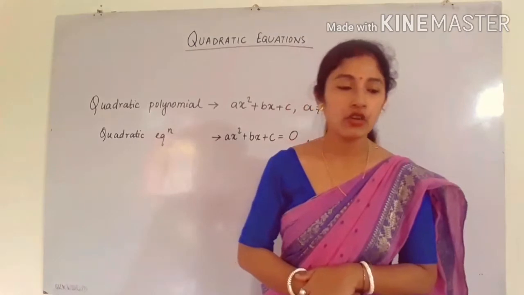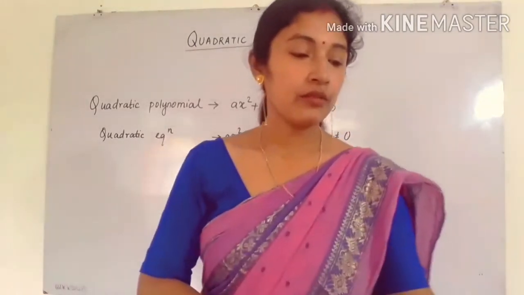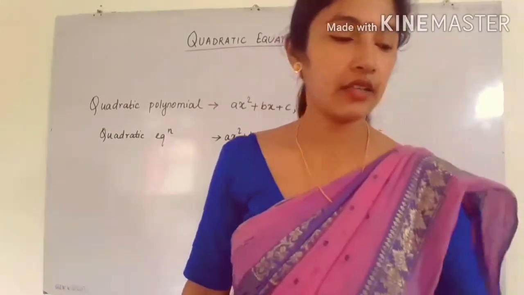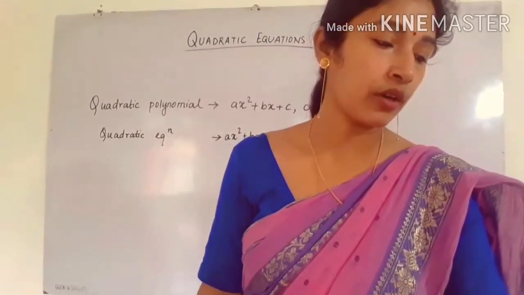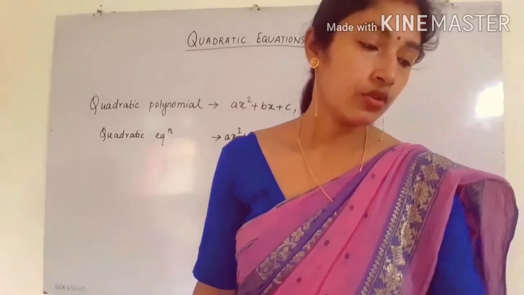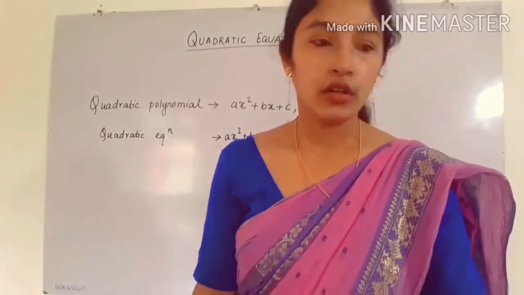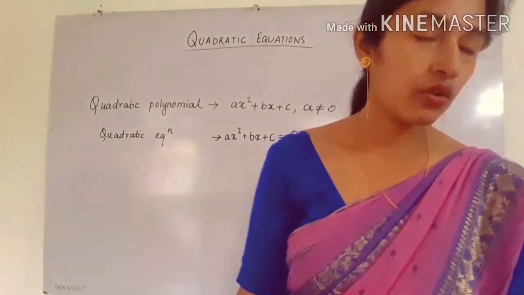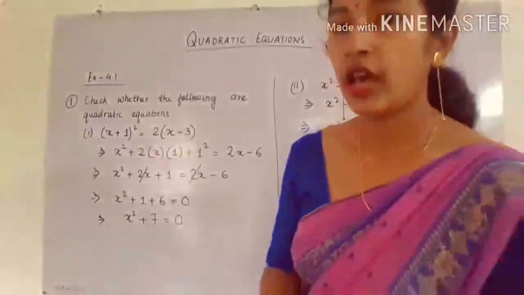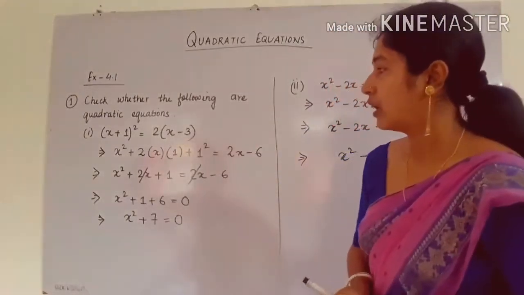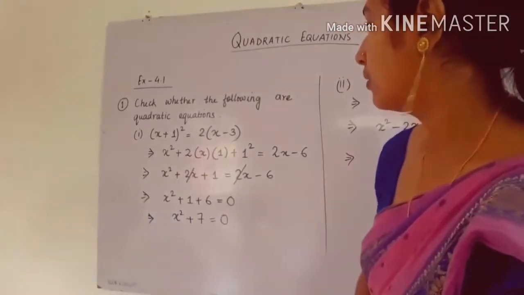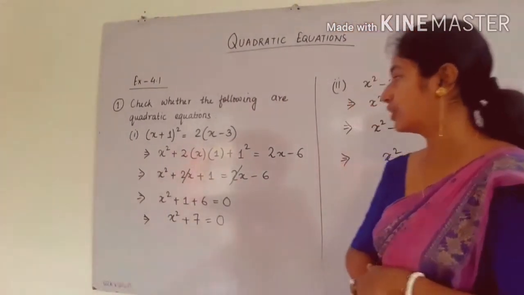So first of all I am going to start the first exercise, that is exercise 4.1, question number 1. Check whether the following are quadratic equations. So here I am going to do the first question. So let us do it. So see, I have taken from question 1, x plus 1 whole square is equal to 2 into whole bracket x minus 3.